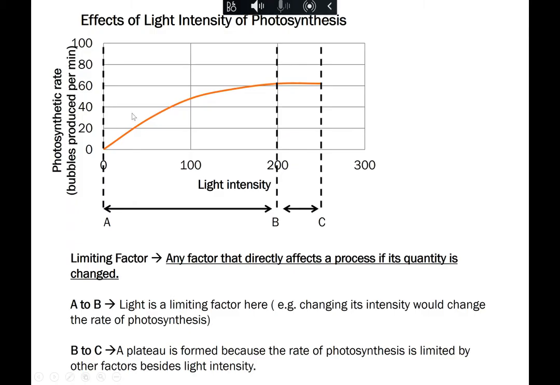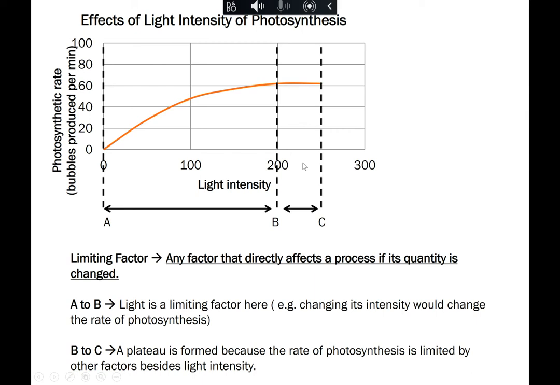Hi class. Continuing from the last recording, I was looking at light intensity. To reinforce what I was saying, from point A to point B, light intensity is important. As I increase the light intensity from 0 to 200, I will increase the rate of photosynthesis. But if I keep increasing the light intensity from 200 to 300 or even to 400, no matter what I do, the rate of photosynthesis will not increase any further. It will stop at a maximum of 60.